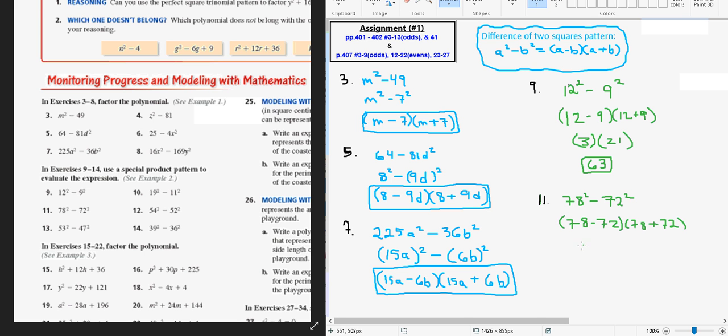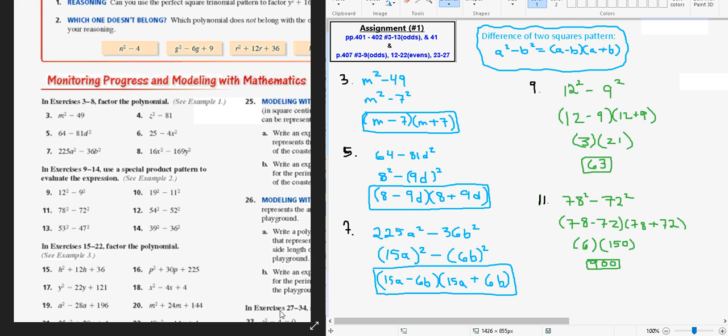78 minus 72 is just 6, so that one is easy. Adding these, you get 144 plus 6, so 140 plus 10 is 150. And then multiplying 150 by 6, it's not great, but it is much easier to evaluate that than 78 squared minus 72 squared. So 6 times 150, you can do 6 times 15 and then tack on a 0. That's going to be 15, 30, 45, 60, 75, 90, and with an extra 0 is 900, and that is the result.